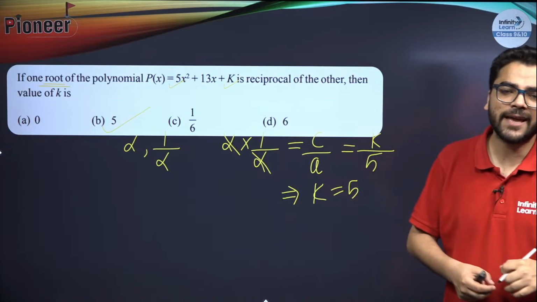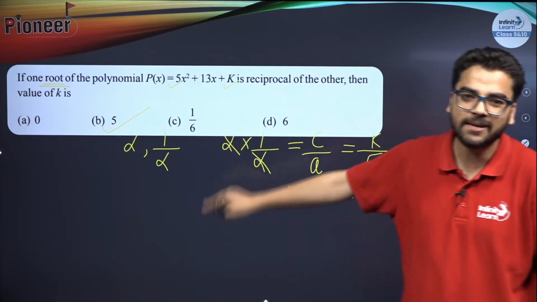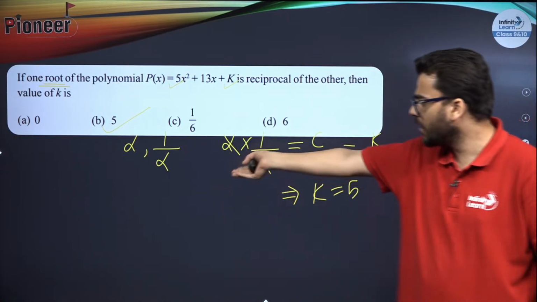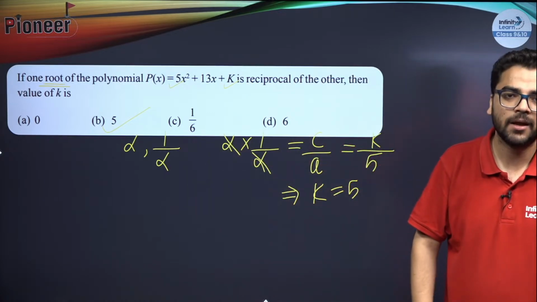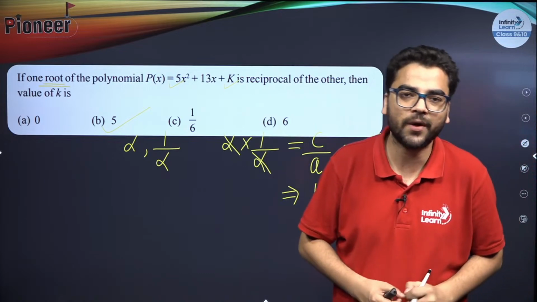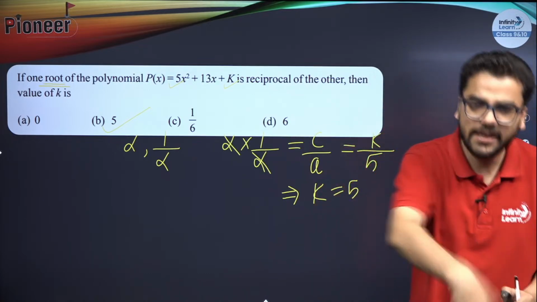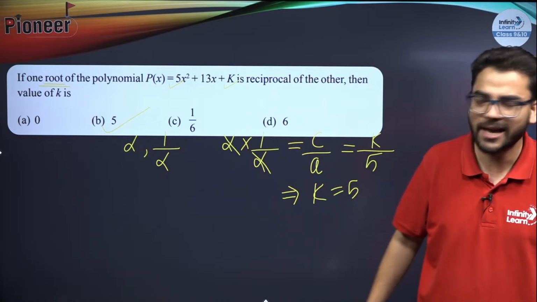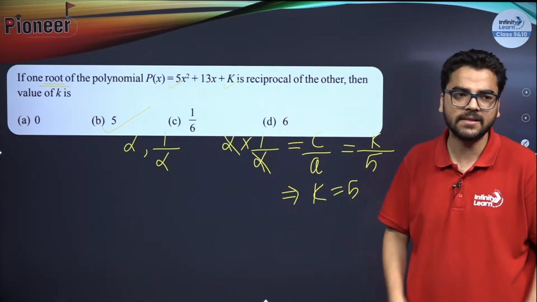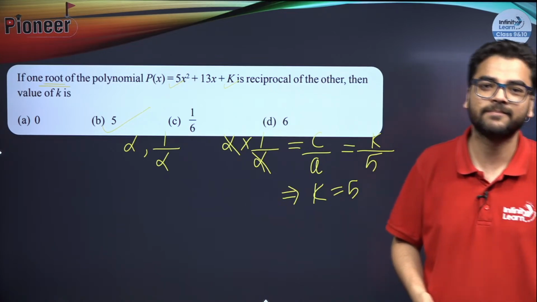You got that logic, happy sign, why we are not using the sum of zeros over here? It will not help you in any way possible. It will make it more complex. There is no use of that. So therefore I had taken these two questions: if one zero is negative of the other and if one zero is reciprocal of the other. Exactly. So k is equal to 5 is the answer. I hope it is clear to every student.